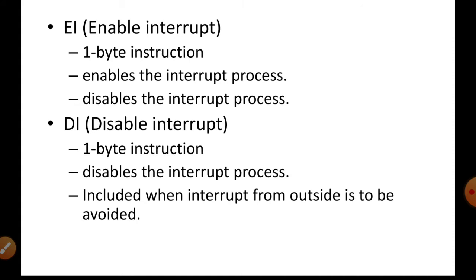Whenever we are using EI, it is enabling the interrupt process as well as disabling the rest of the interrupt process. And whenever you are using DI, it is going to disable all the interrupt process besides the non-maskable interrupts. So, EI is a simple kind of stop and DI is a simple kind of end instruction. So, whenever DI is used, it will disable all the interrupts.